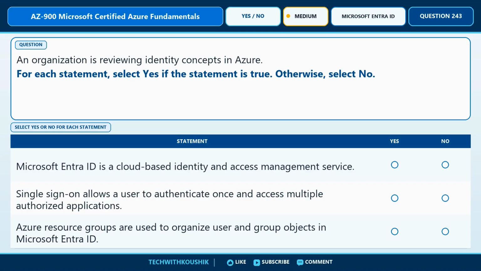Question number 243 brings in a useful concept. This situation sets up the main requirement. An organization is reviewing identity concepts in Azure. For each statement, select yes if the statement is true. Otherwise, select no. Statement 1. Microsoft Entra ID is a cloud-based identity and access management service. Statement 2. Single sign-on allows a user to authenticate once and access multiple authorized applications. Statement 3. Azure resource groups are used to organize user and group objects in Microsoft Entra ID.